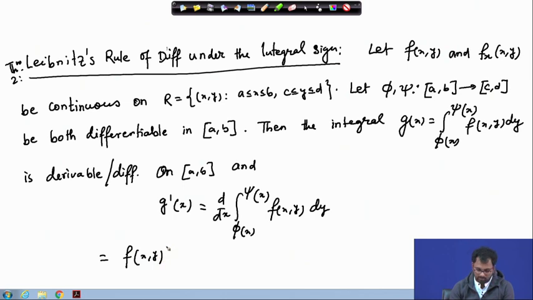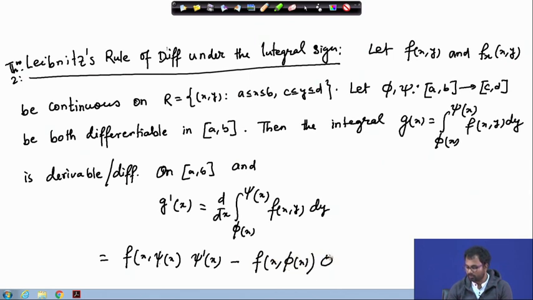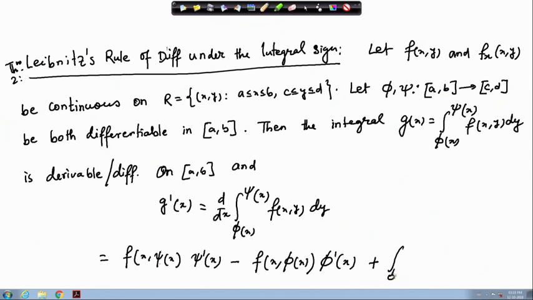y), instead of y I can write psi(x), times psi'(x), so the differentiation of psi(x) with respect to x, minus f(x, phi(x)) times phi'(x), plus the integral from phi(x) to psi(x) of the partial derivative of f with respect to x, dy.